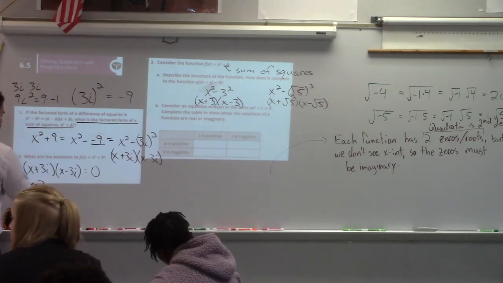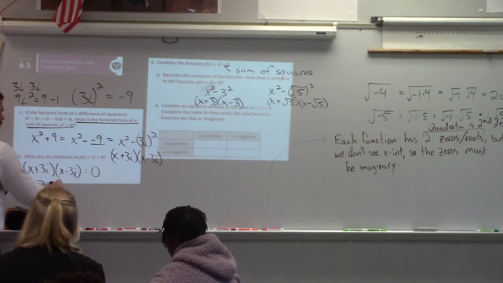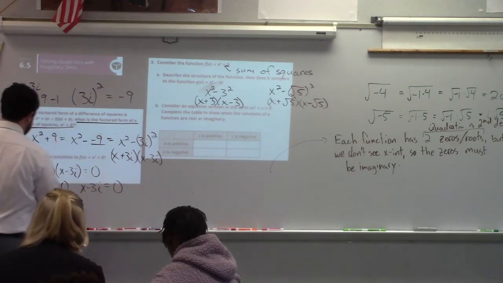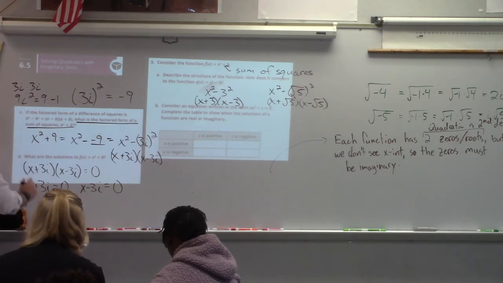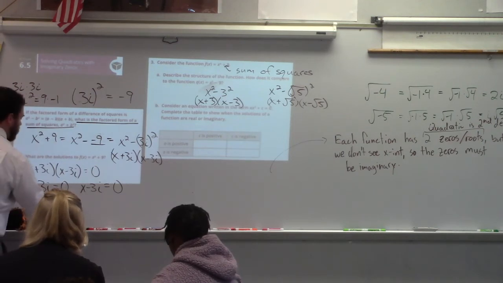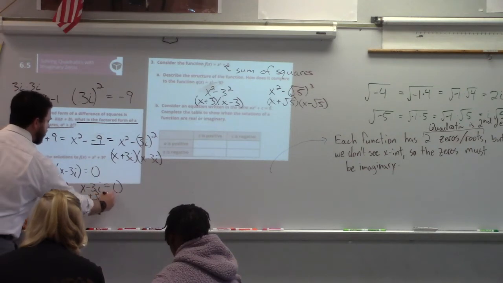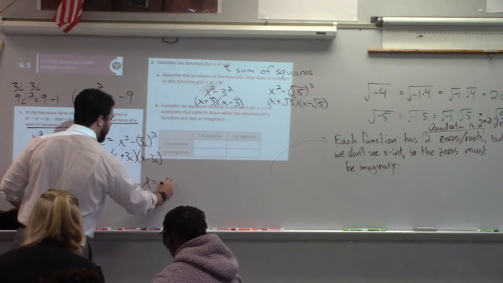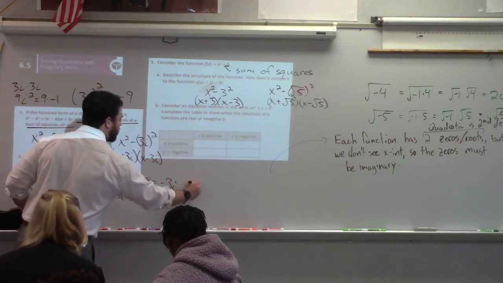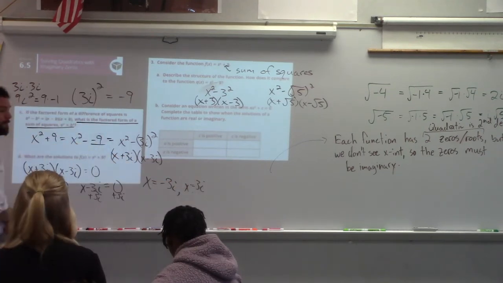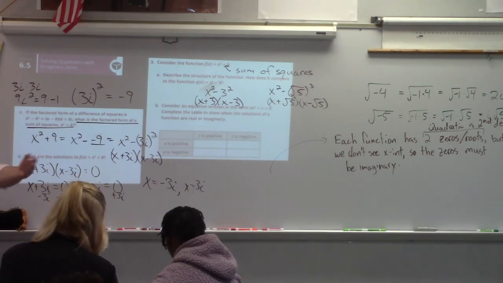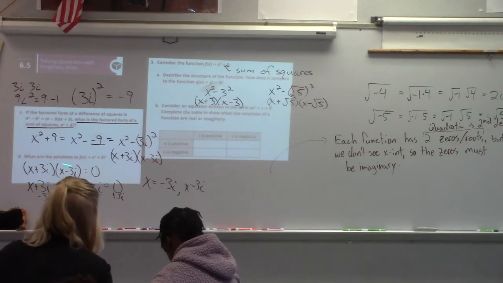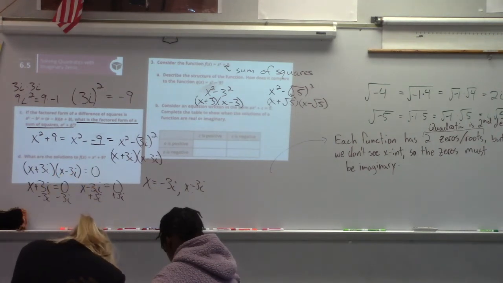x plus 3i is equal to 0. x minus 3i is equal to 0. Subtract 3i, and then add over here. And so we get x equals -3i and x equals positive 3i. Those are our zeros. If you were to substitute these numbers into the equation, they would make that equation true.